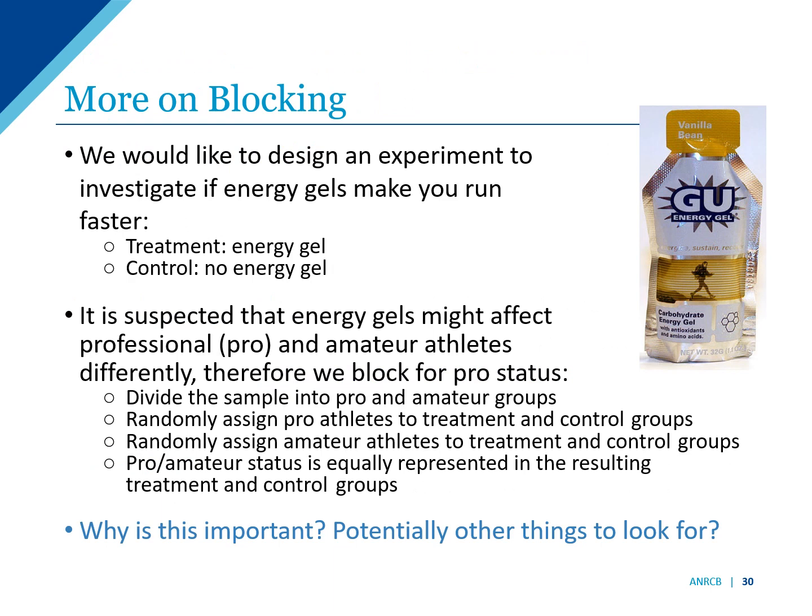An example: we would like to design an experiment to investigate whether energy gels make you run faster. The treatment group gets an energy gel, and the control group gets no energy gel. We suspect that energy gels might affect professional, or pro, and amateur athletes differently. Therefore, we block for professional status. We divide the sample into pro and amateur groups, and we randomly assign pro athletes to treatment and control groups. We then randomly assign amateur athletes to the treatment and control groups. Pro and amateur status is equally represented in the resulting treatment and control groups.